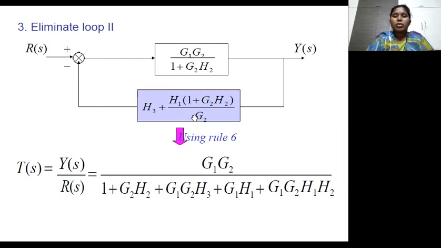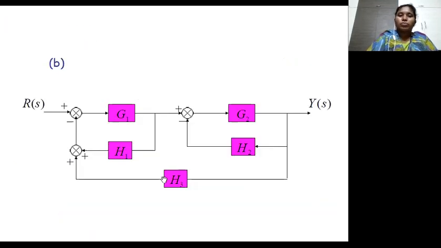So by substituting this G and H in the transfer function equation, that is G divided by 1 plus GH, we can obtain the transfer function as G1 G2 divided by 1 plus G2 H2 plus G1 G2 H3 plus G1 H1 plus G1 G2 H1 H2, right? So this equation can be obtained by simplifying these two values, substituting them as G and H in the transfer function equation. From this we can say that this is the final transfer function equation for the given control system block diagram.